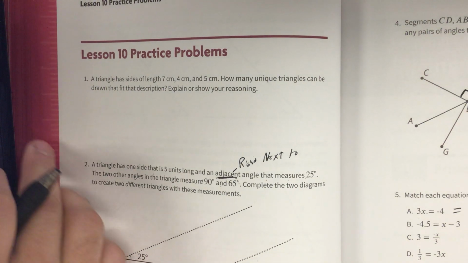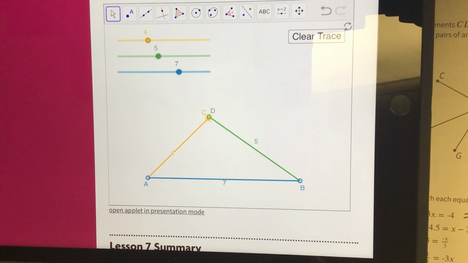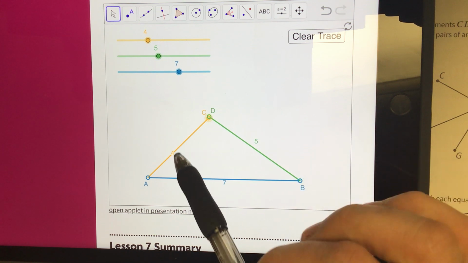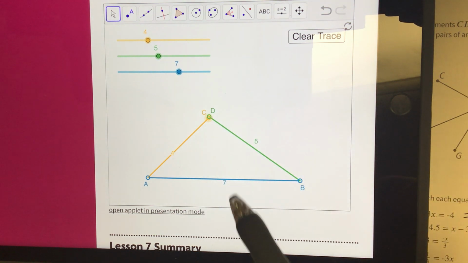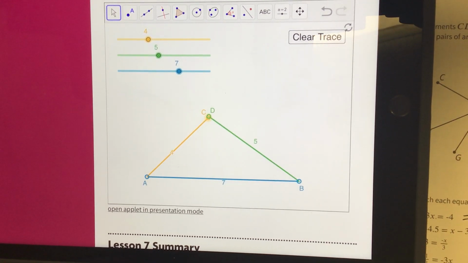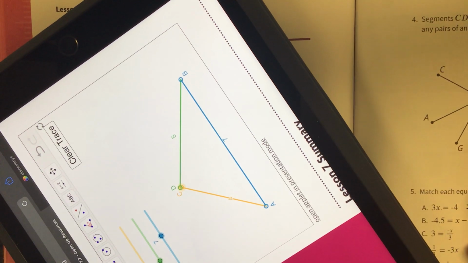Okay, so I asked you just to go to the app and try it. And we could get all the angles here. But is there any way to draw it? And it just says units here, but if that's 4 centimeters, that's 5 centimeters, that's 7 centimeters. Is there any other way to draw it? No. There is not. I mean, you could draw it this way, but it's still the same triangle, right?